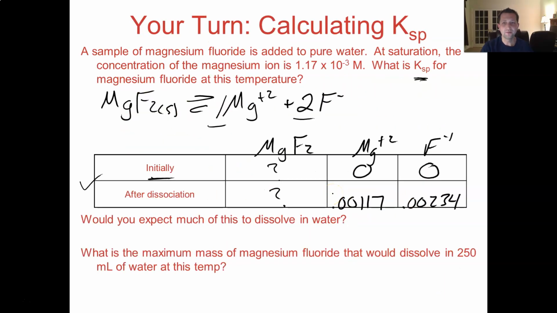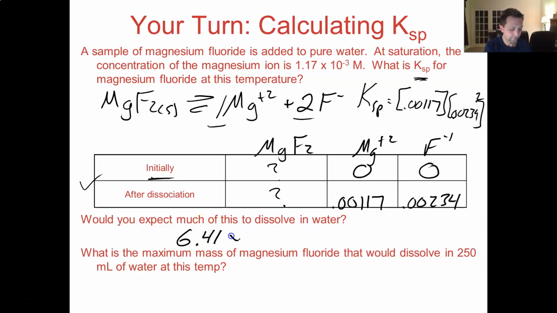So what's the Ksp value? Ksp, I had the expression here before I erased it. Ksp is concentration of magnesium, so 0.00117, times concentration of fluoride, 0.00234 squared. Okay, so 0.00117 times 0.00234 squared, and that gives me a Ksp value of, I'll put it down here, 6.41 times 10 to the negative 9th.